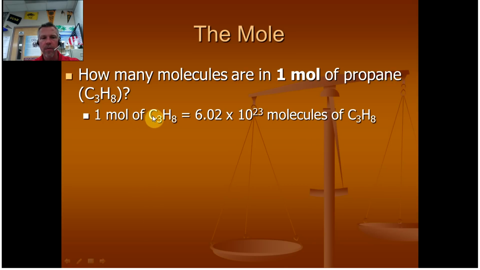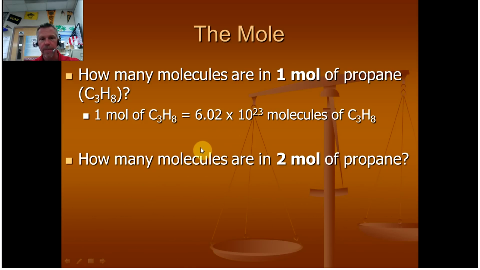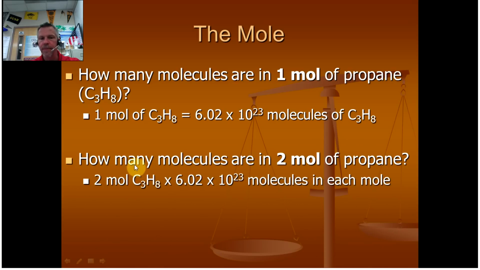So 1 mole of propane is 6.02 times 10 to the 23rd molecules of propane. Here's another question. How many molecules are there in 2 moles of propane? Well, 2 moles of propane times 6.02 times 10 to the 23rd molecules in each mole should give you 1.204 times 10 to the 24th molecules, or this Avogadro's number times 2.